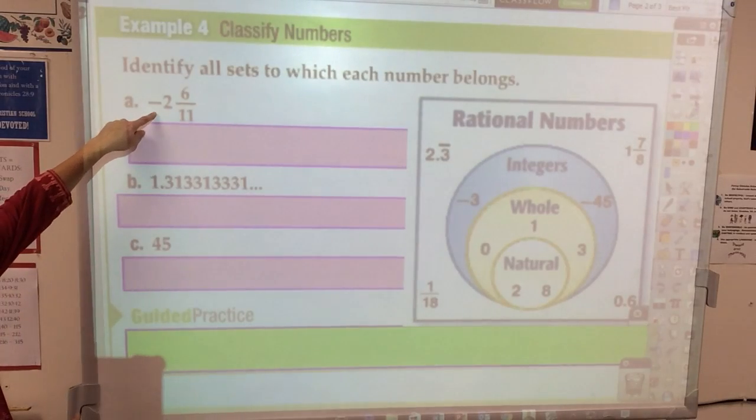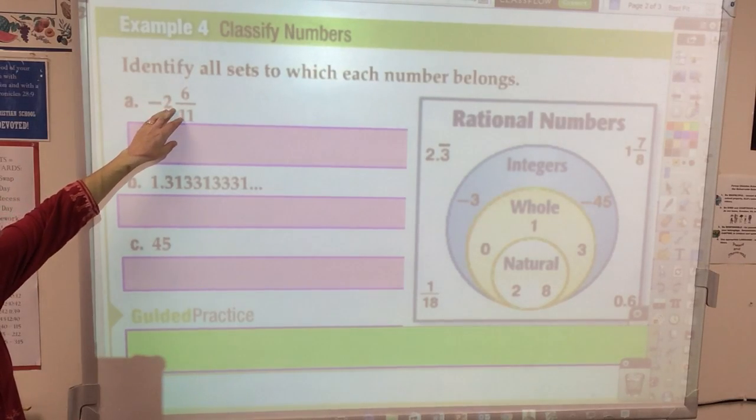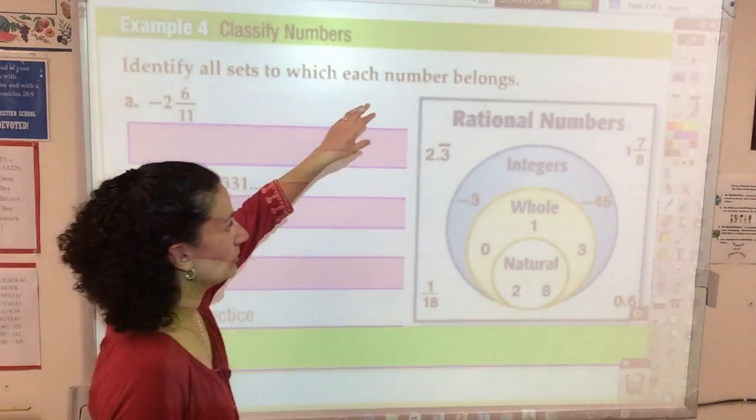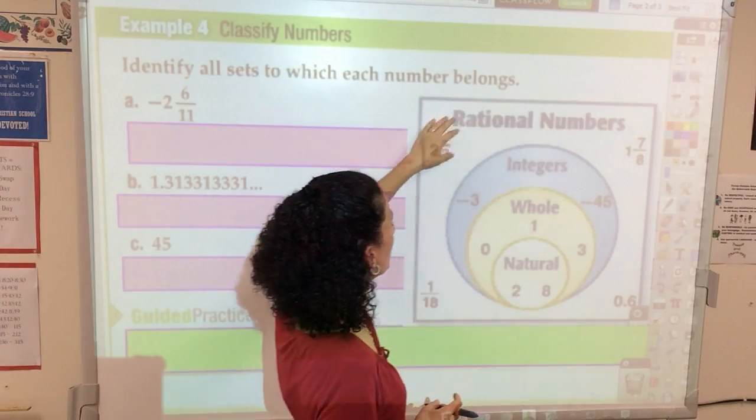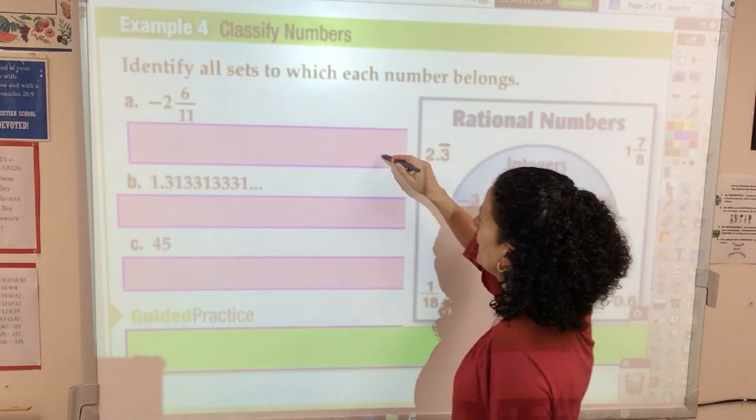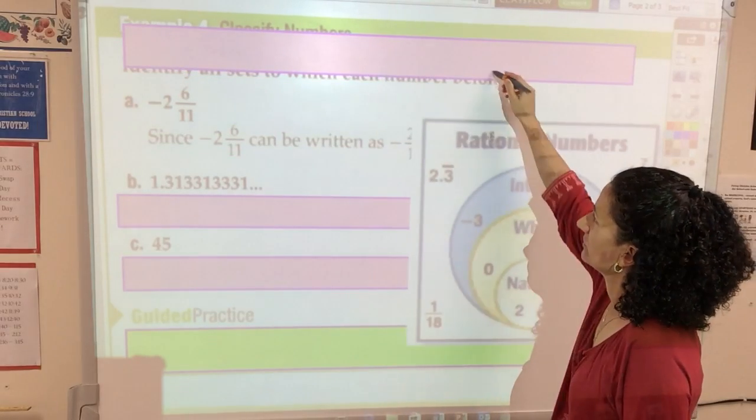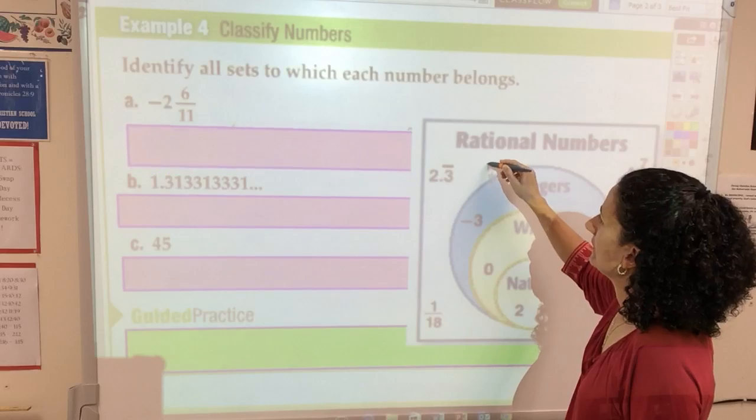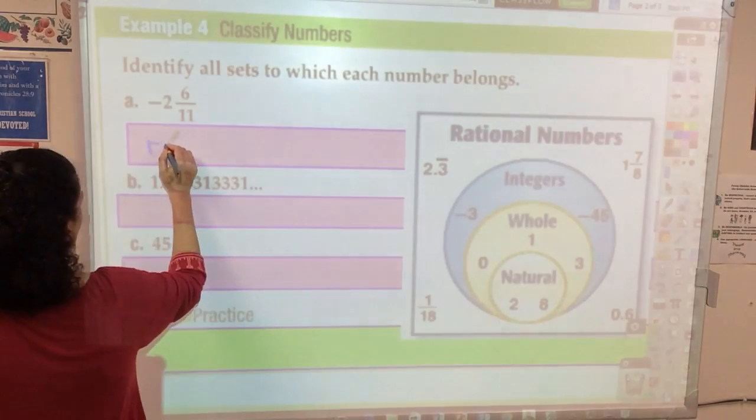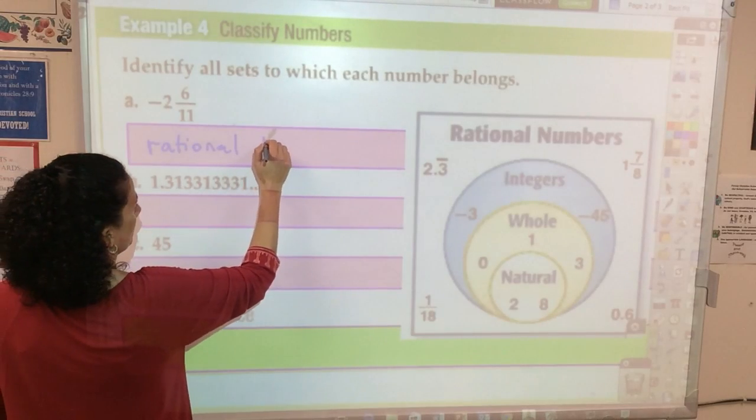Our first number is -2 6/11. Well, this right away, you notice, is a mixed number. It's a fraction, which means it would fall under this broad category here. So this is a rational number. Let me write that on here for you. The only way I can classify that is that it is a rational number.